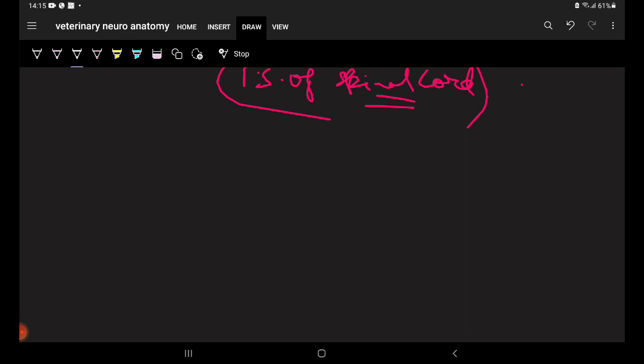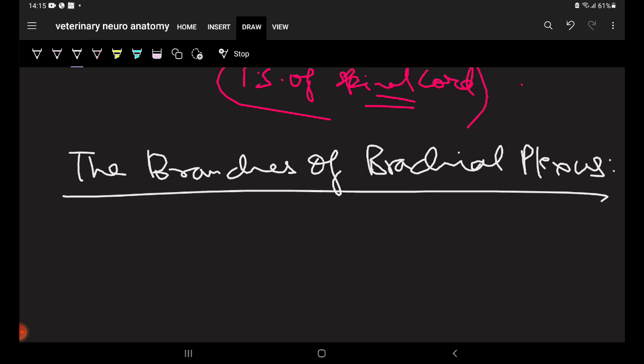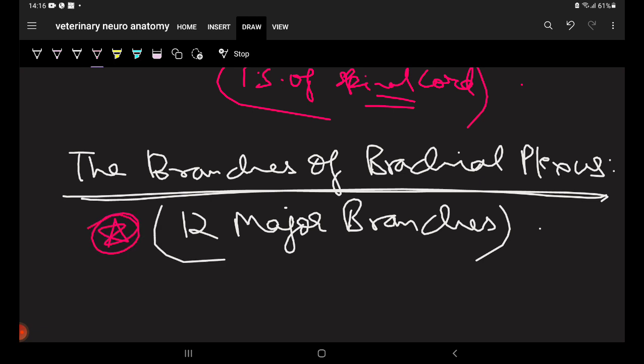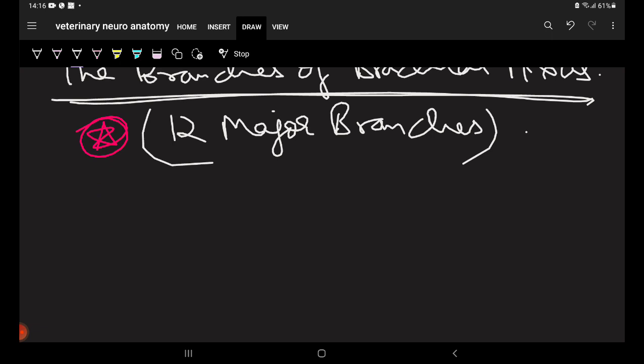That is the branches of brachial plexus. The branches of brachial plexus. Okay. So there are 12 major branches. Okay. So this is in itself an MCQ question, an objective question. 12 major branches. So let us start from the starting.